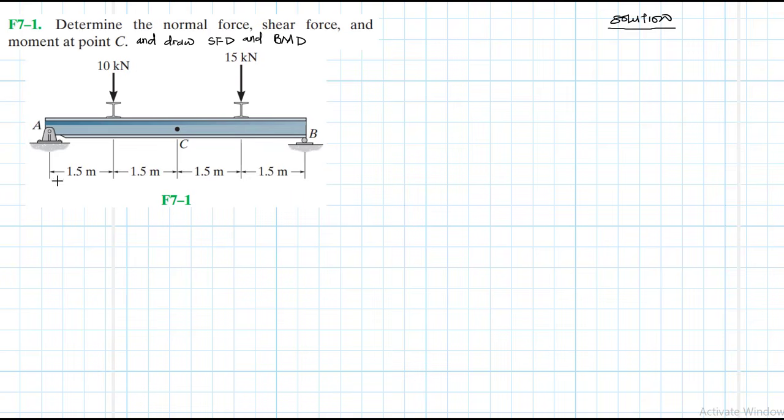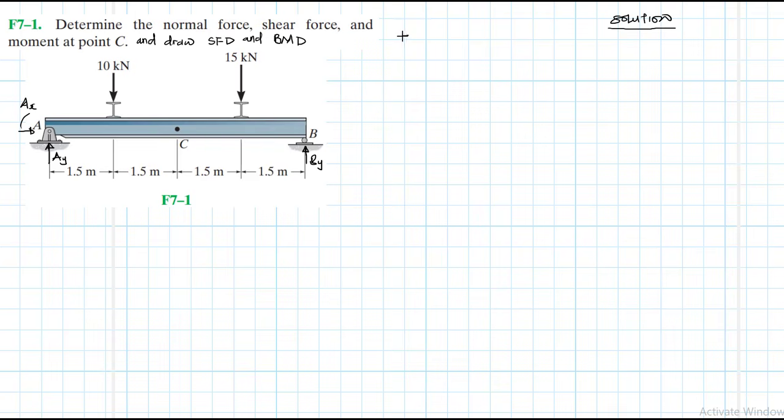Right. So to start with, quickly let's draw the free body diagram. So at the hinge, we expect two reaction forces, AY and AX, and BY. So let's apply the equations of equilibrium.